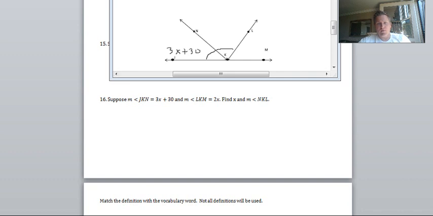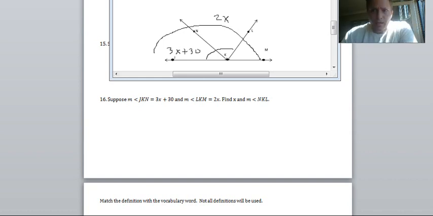And we were told that JKM, so it's the full thing right here, was 2x. And we need to figure out what x is that we have right here. Alright, so there's a lot going on. Now here's the thing. Let's look at this. Sometimes we're given a little information and we're trying to get what we have.